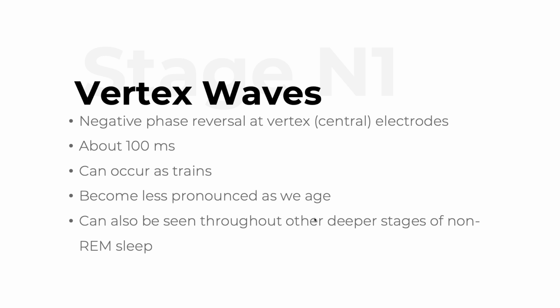Vertex waves are another feature of stage N1 sleep. These occur as trains sometimes. Just like any other stage N1 sleep feature, you can still see that during deeper stages of non-REM sleep, in particular into stage N2 sleep. You may still see these features overlap with the features of N2 sleep.